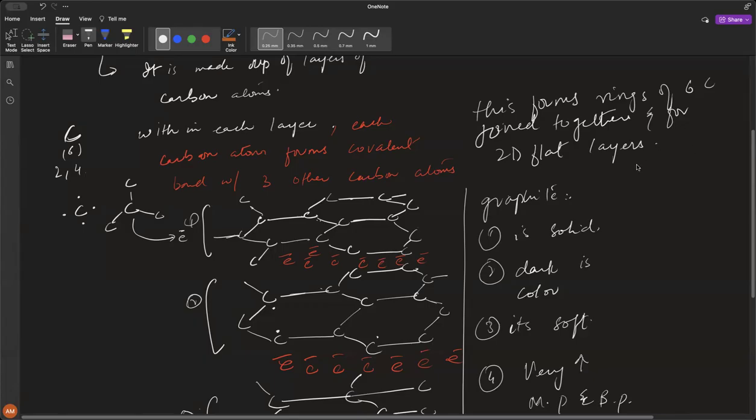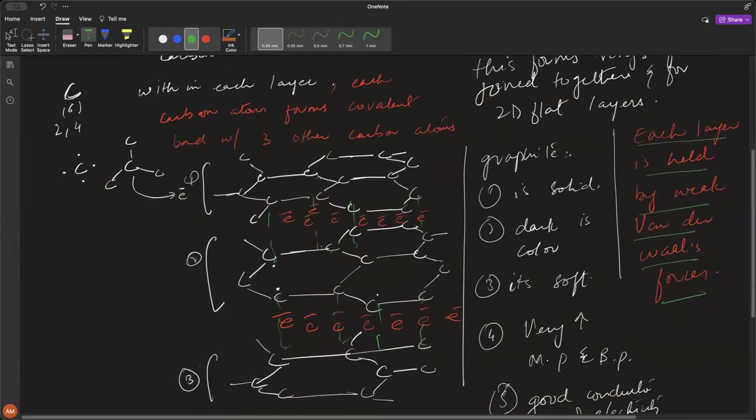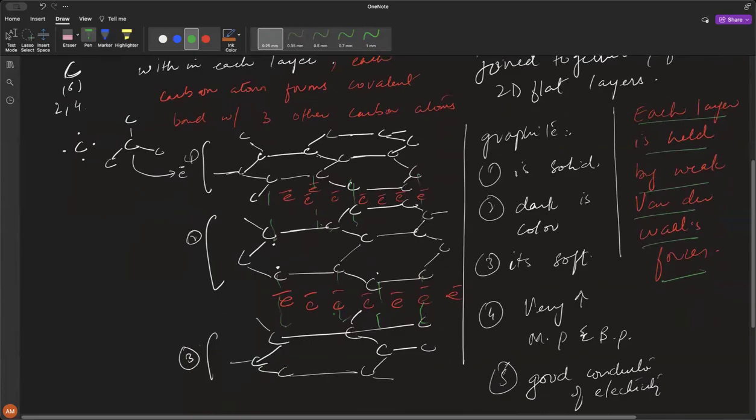Important point again. Each layer is held by weak van der Waals forces. So the interaction between each of these layers is what? Weak van der Waals forces. Each layer is held by weak van der Waals forces. Okay, you can take a picture now again.